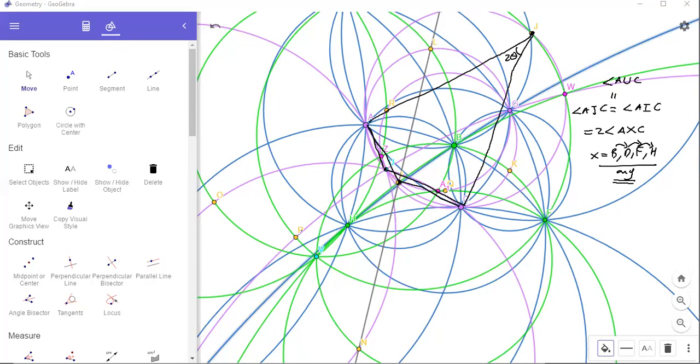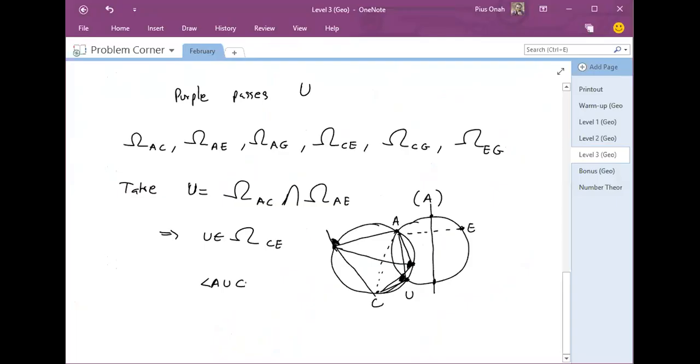So going back to where we are, you see that this angle is equal to 2 times the directed angle of A. I'll just use B, but we could change that to any letter we want.